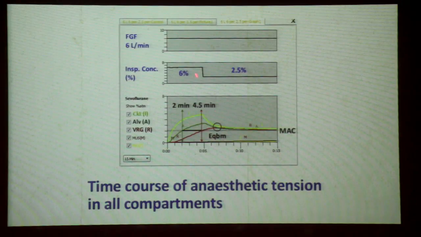So when it falls here and when you decrease your concentration now to 2.5% with the same fresh gas flow, you will achieve equilibration in about 7 minutes. So it takes about 5 to 7 minutes for anesthetic depth to be achieved when you use sevoflurane as an induction and a maintenance agent.